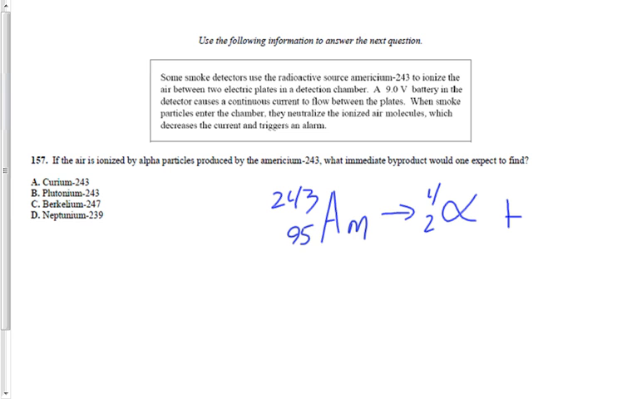243 plus 4 plus 239 gives me 243. 2 plus 93 gives me 95. Atomic number 93 is what? It doesn't really matter here because in the end, there's only one answer that has a mass number of 239, right? Which is D. So in the end, we probably want to take a look at this just to make sure atomic number 93 is that element, just as a backup. But in the end, we've already got our answer here.